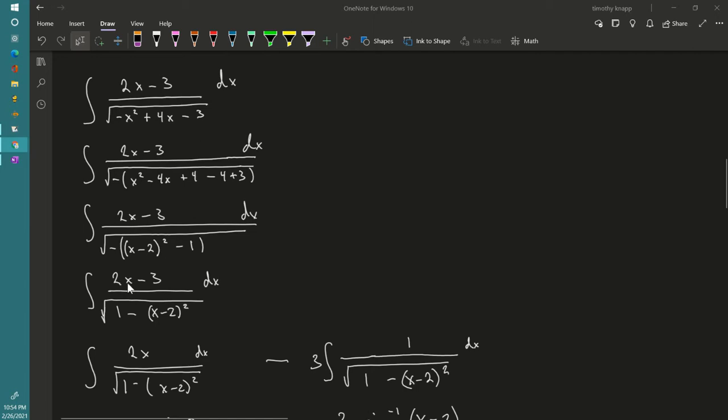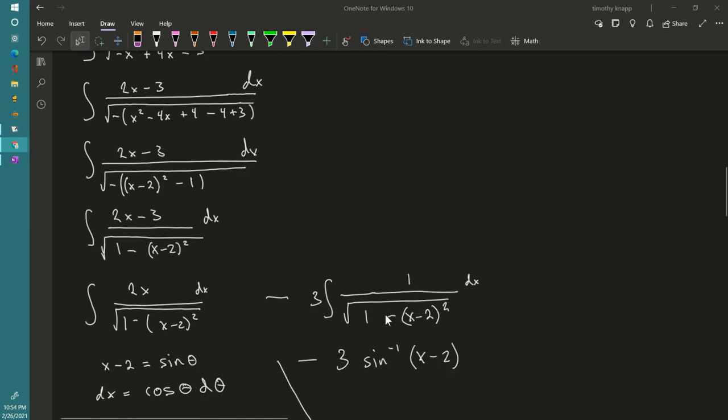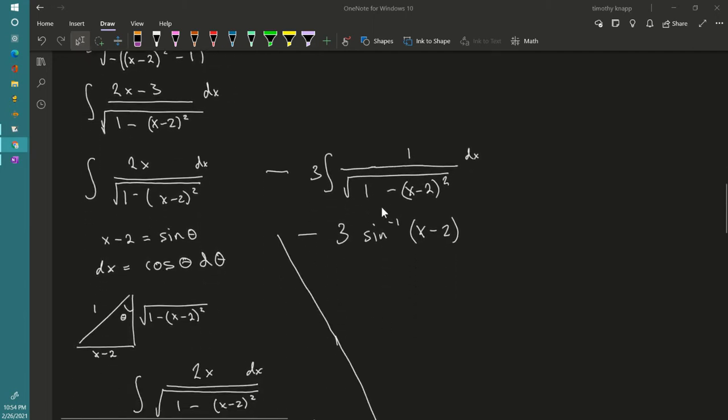Now I'm going to push my numerator out into 2 separate ones. So I'll leave my 2x here, and I'll push my negative 3 out to here and expand my denominator into 2 different integrals. Okay. Now this integral is a pretty easy one. It's just a simple sine inverse substitution there. This one, because it's got an x in the top, it's a little bit different.